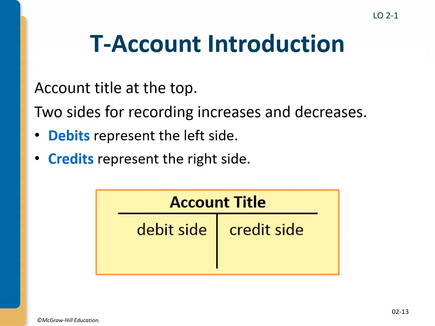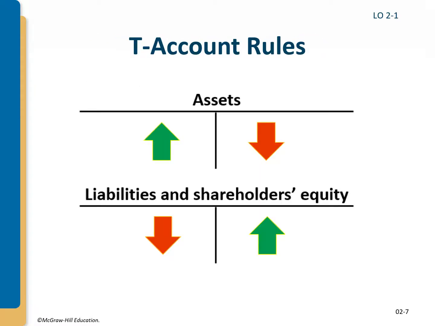So there we go. Let's look at those rules again and get ourselves back in the groove if we're a little rusty. When an asset increases, we debit it. When an asset decreases, we credit it. Debits on the left, credits on the right. When a liability or shareholders' equity, specifically paid-in capital or retained earnings itself, increases, we credit those accounts. When they decrease, we debit them.